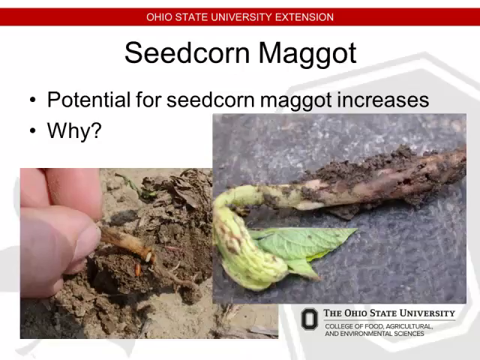The potential for seed corn maggot in no-till can be a problem. It can be an increased problem greater than what we would see in conventional tillage. So what is the condition that could favor the seed corn maggot in no-till that may not be present as readily in conventional till? What are the environmental conditions that would endanger those seedlings?